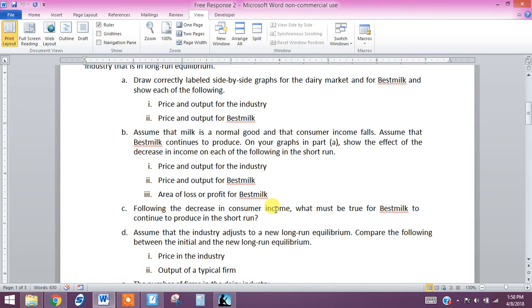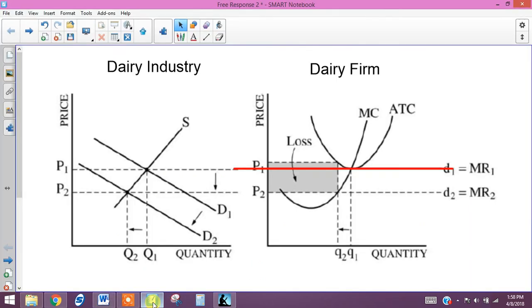So first we need to think about what's going to happen to the market. Let's jump back over here. If all the consumers, if all the buyers of this product have a decrease in their income, well, that's going to cause a shift in demand to the left, because demand goes down because people have less money to spend on dairy products. So you want to show that. You want to show the leftward shift in demand, which is going to cause a drop in market output as well as a drop in market price.